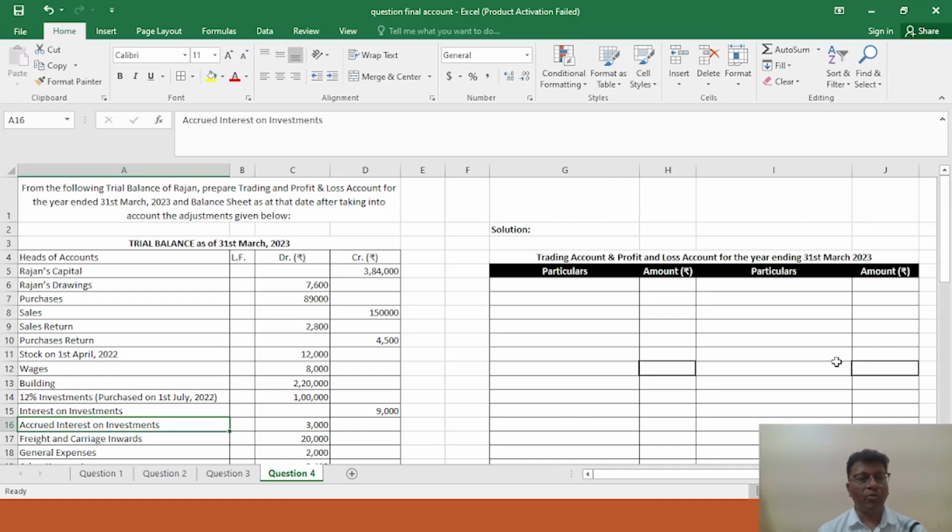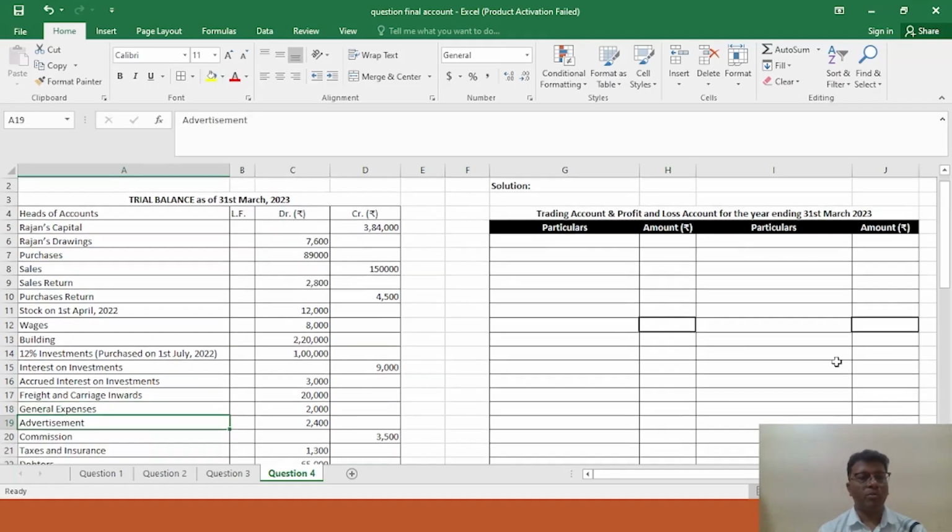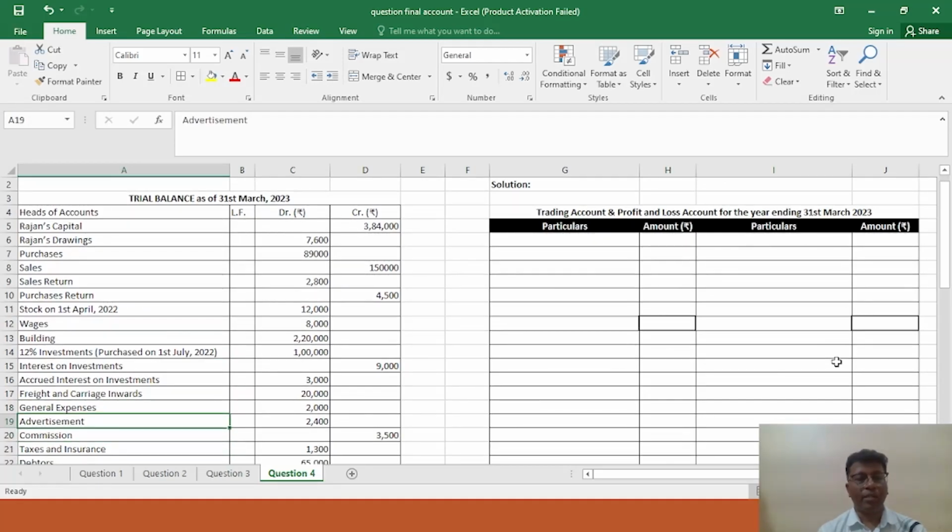So now you are studying a new point, that accrued interest on investment is given to you, right? It is given in the debit side, so it should be mentioned in the debit side. It means an asset in the balance sheet. And freight and carriage inward is again direct expenses, to be placed in the trading account debit side, and general expenses in the P&L account debit side. And advertisement, again a case of expenses, to be shown in the debit side of the P&L account.